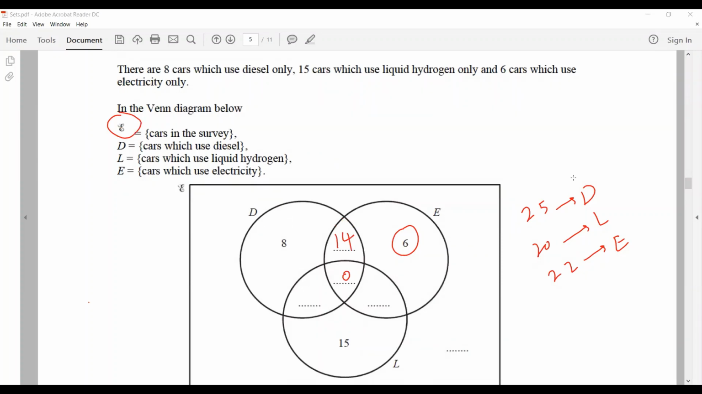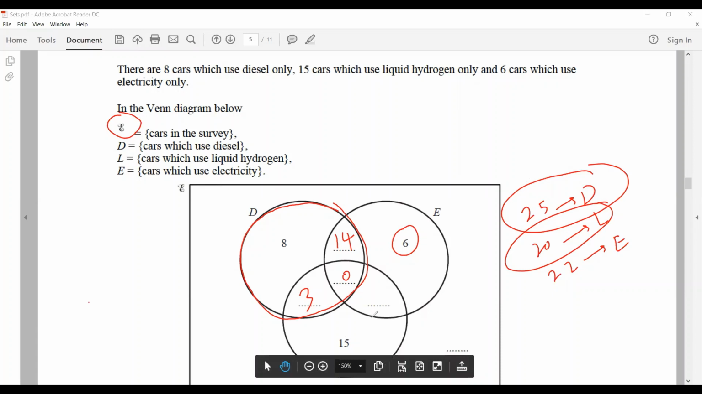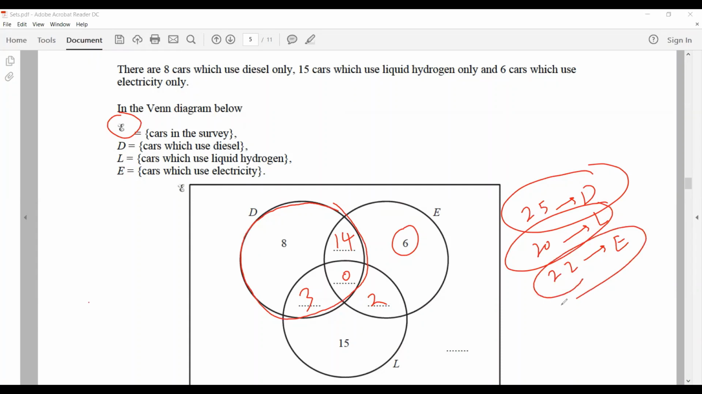Diesel is 25. So everything inside this circle should add up to 25. That means this should be 3, right? And similarly, same concept, the liquid hydrogen would be 20. This is 15, 3, we need 2 more just to reach 20. And I believe the last one should give us 22 automatically. That means 14 and 16. Yeah, 20, 22, and that's it.